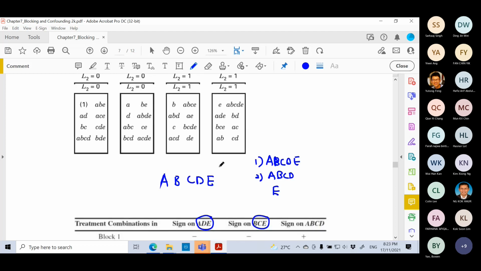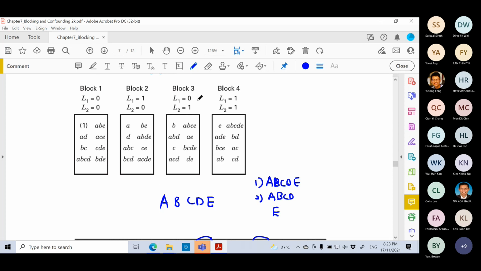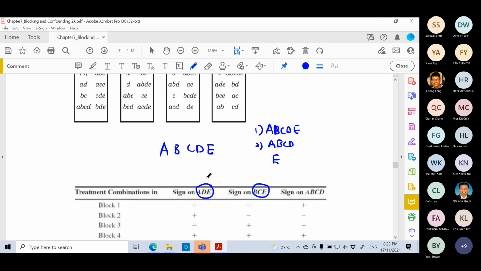Into the 4 blocks, you need 2 factors to be confounded. This one needs 1 factor, and this one needs another factor to be confounded. Here it shows you that this one is the first factor to be confounded.